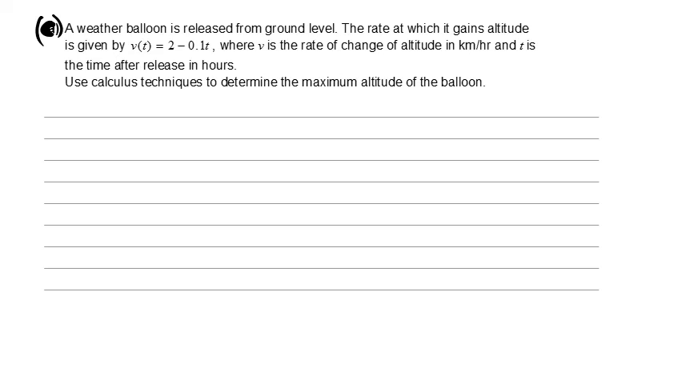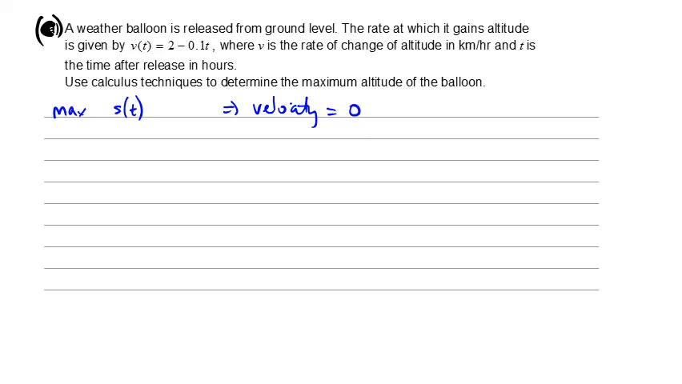The balloon is released from ground level, and the rate at which it gains altitude is given by that. V is the rate of change of altitude, time in hours. Maximum altitude. So what I'm trying to do here is maximize the distance formula. Does that make sense? Maximum distance.